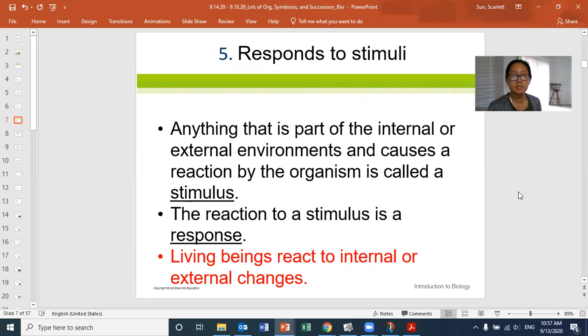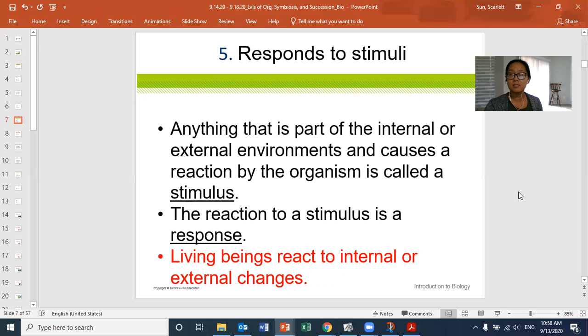Number 5, response to stimuli. Stimuli is kind of a weird word. Stimuli just means something that is stimulating or affecting you, okay? So living beings react to internal or external changes. So if the air outside gets really cold and you step outside, what happens to your skin? Right? You get goosebumps, right? Those little bumps on your skin, that's your reaction to the temperature change outside.